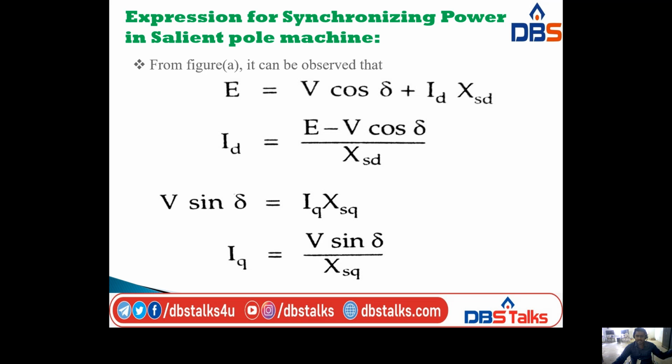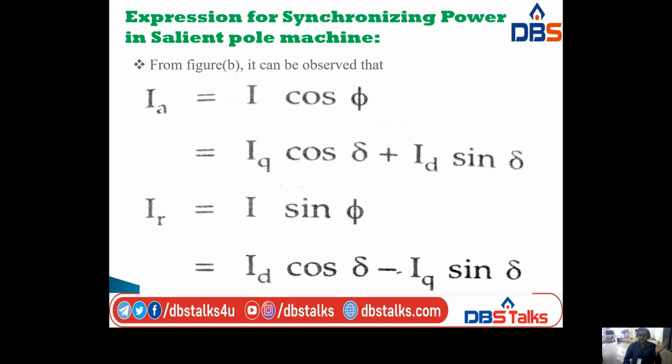So from the figure, that is from diagram 1, on the left side of the diagram, it can be observed that E is equal to V cos delta plus ID into XSD. So from this I am writing ID, that is the direct axis current, is equal to E minus V cos delta by XSD. Next, V sin delta is equal to IQ XSQ, that is also from the figure. So that's why IQ is equal to V sin delta by XSQ.